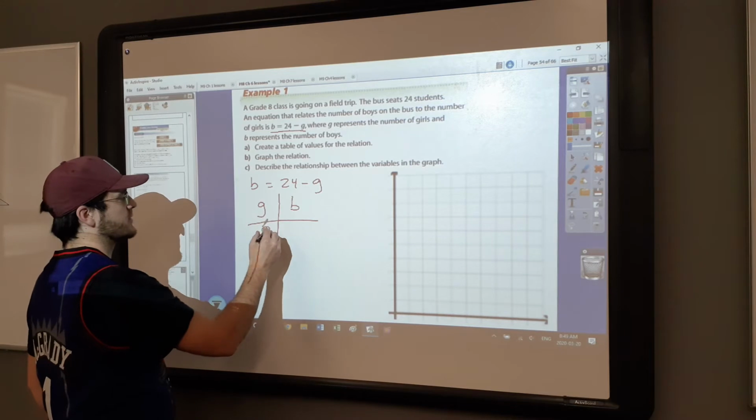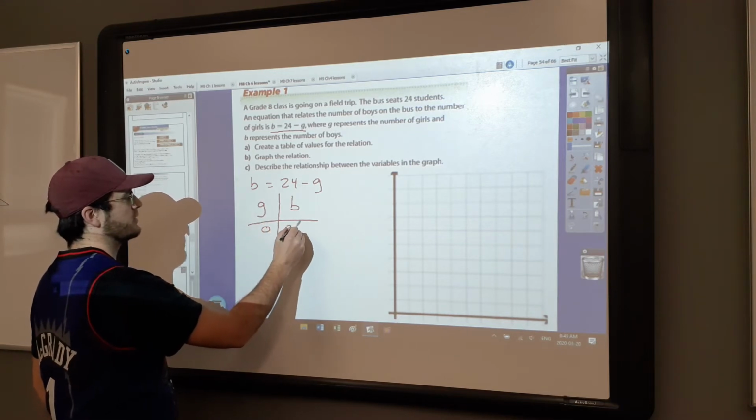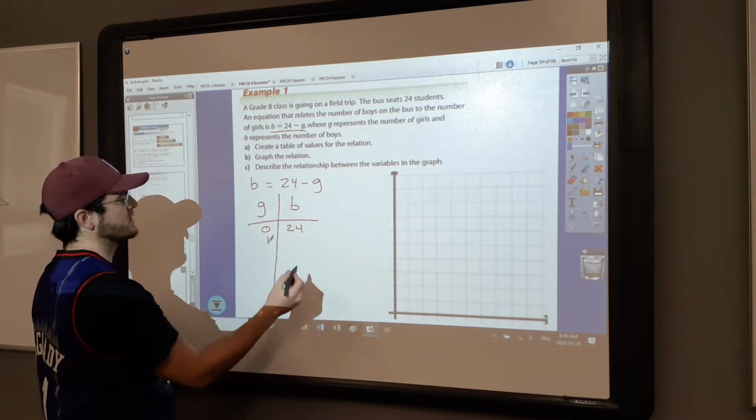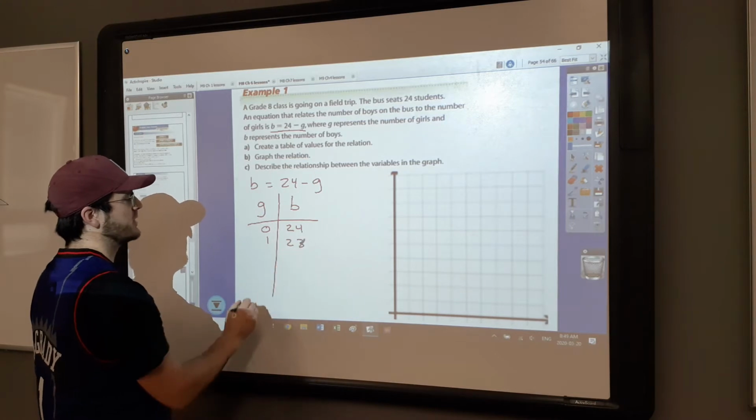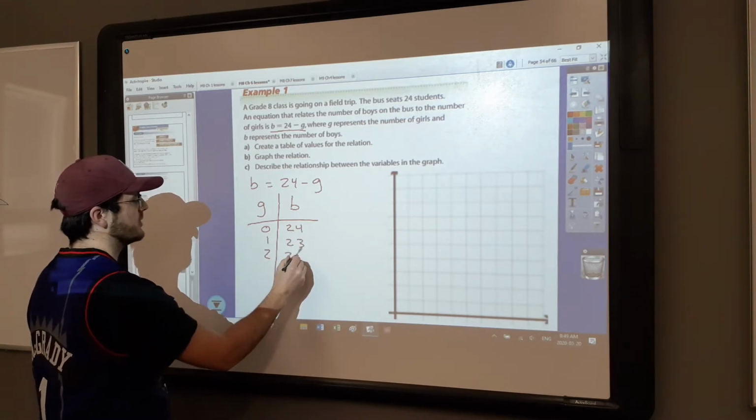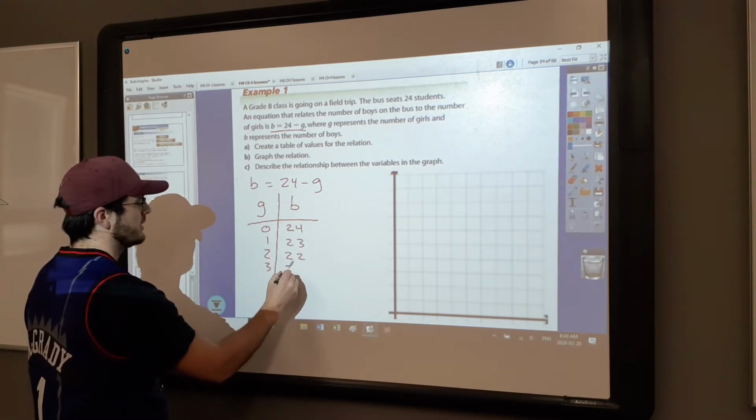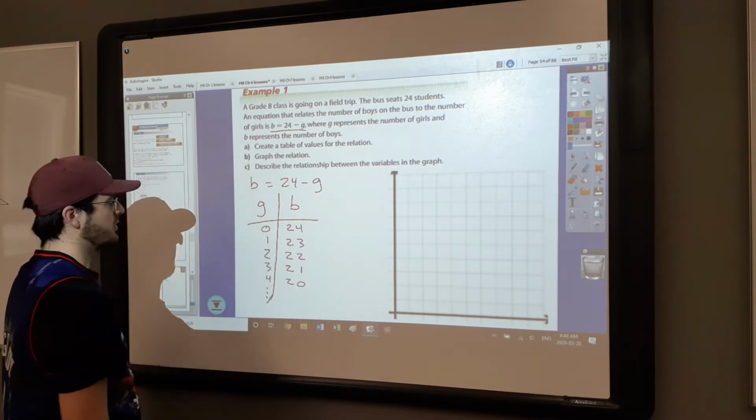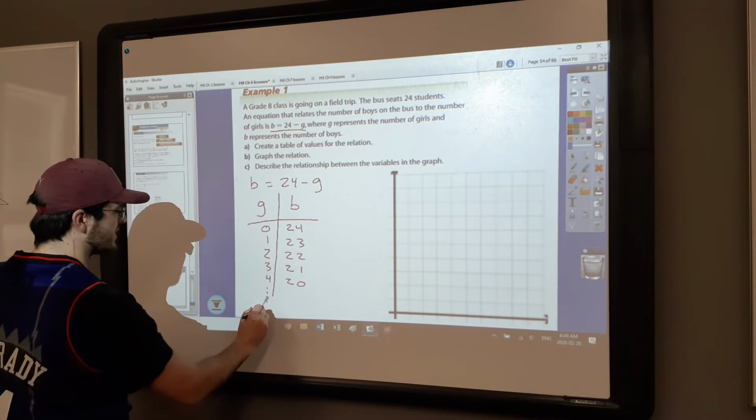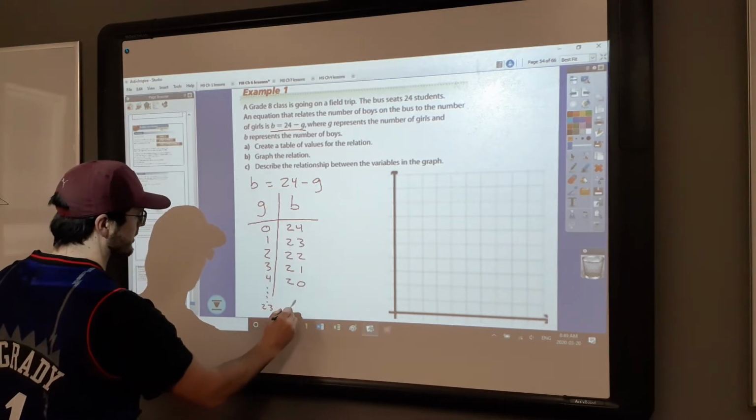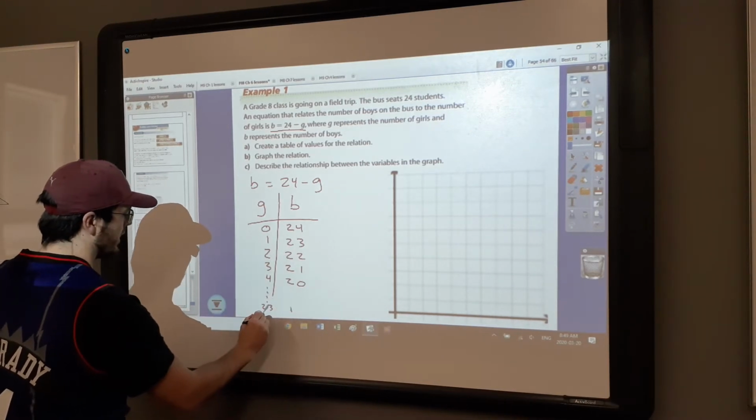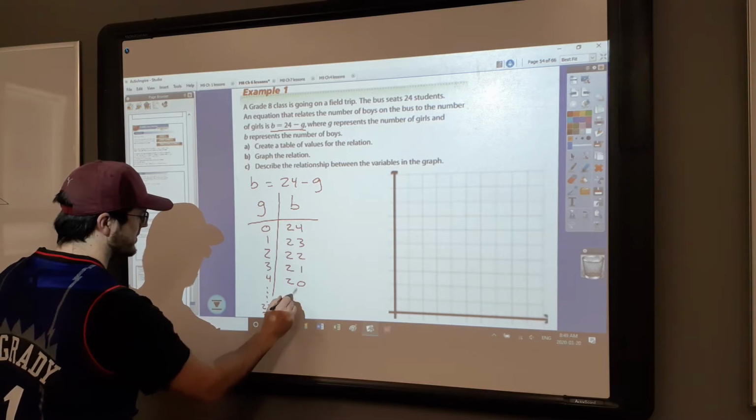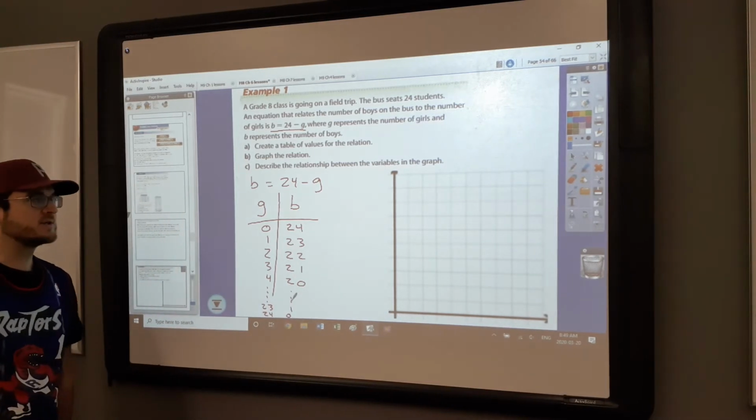24 minus 0, so if there was 0 girls, that would mean there was 24 boys. A little bit of common sense, right? If there was 1, that would mean there would be 23. If there was 2, there'd be 22. If there was 3, 21, and so on, right? We could actually fill that all the way in. Now you could get to the end where there could possibly be 23 girls, which would mean 1 boy, 24 girls, which would mean 0, and so the pattern kind of continues.